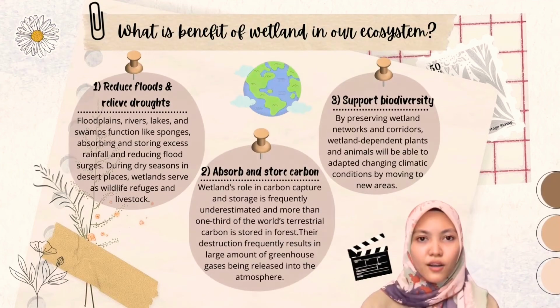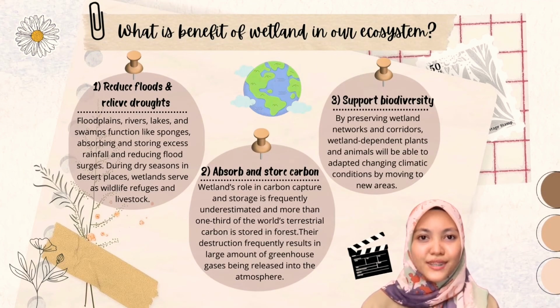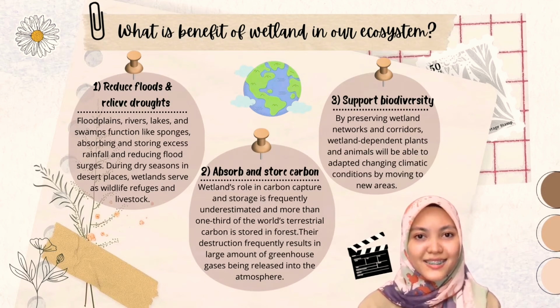What is the benefit of wetland in our ecosystem? Firstly, reduce floods and relieve droughts. Floodplains, rivers, lakes, and swamps function like sponges, absorbing and storing excess rainfall and reducing flood surges. During the dry season in desert places, wetlands serve as a refuge for wildlife and livestock.